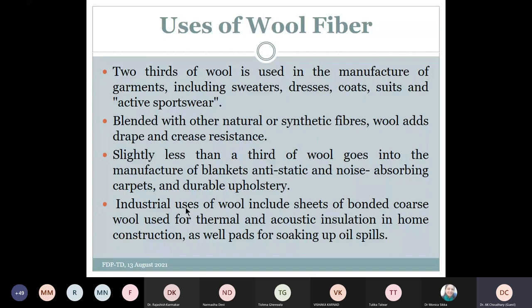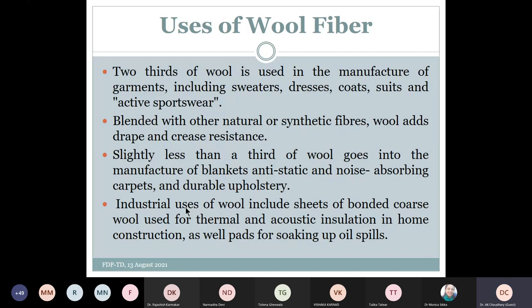Wool adds drape quality and also increases the crease resistance of garments. Slightly less than a third of the wool goes into the manufacturing of blankets and anti-static and noise absorbing carpets. In halls, hotels and big public places, wool blended fabric is also recommended for noise control, acoustic control of the halls or places.